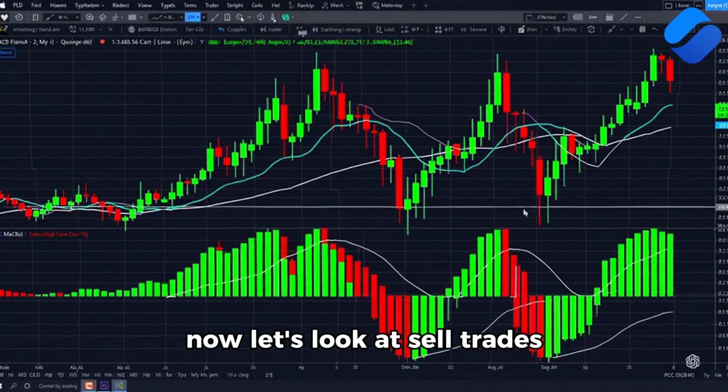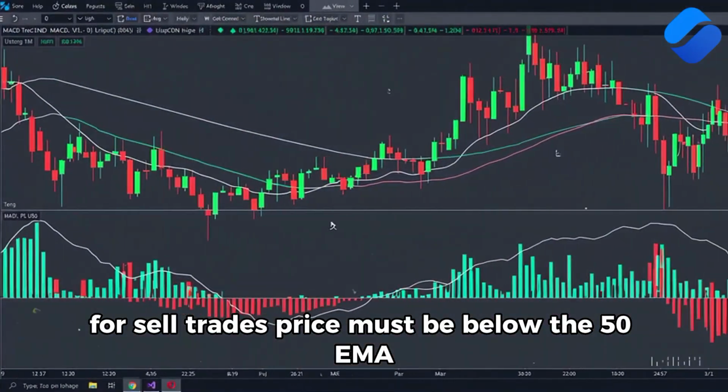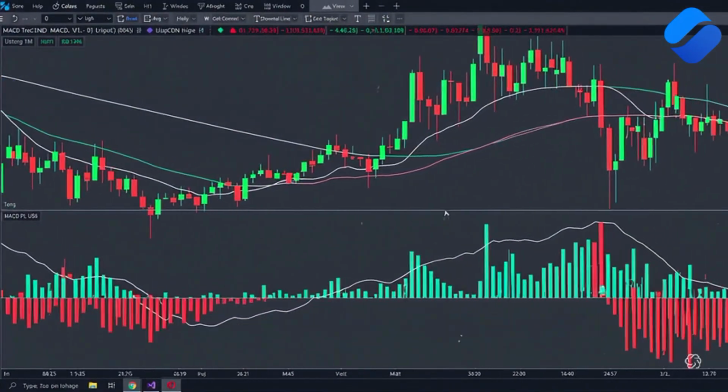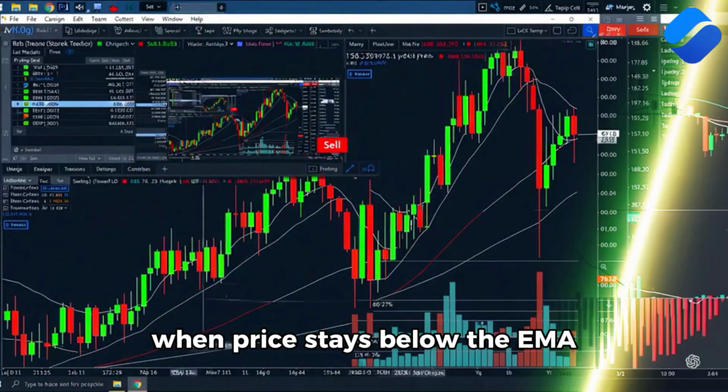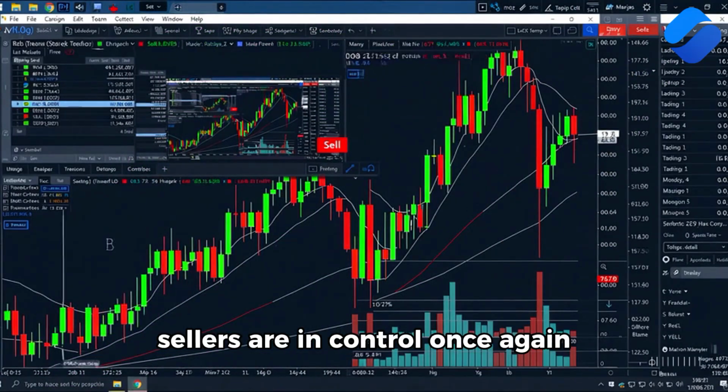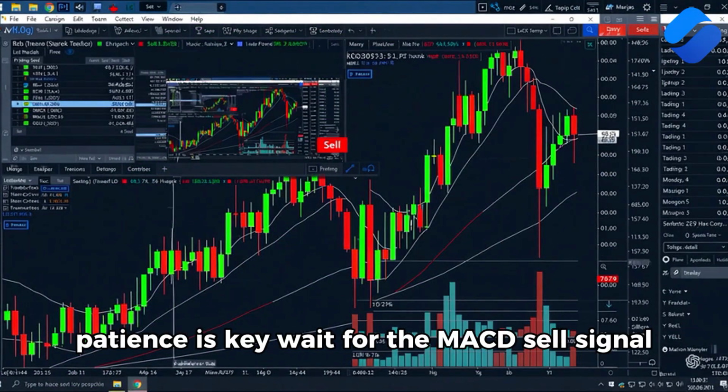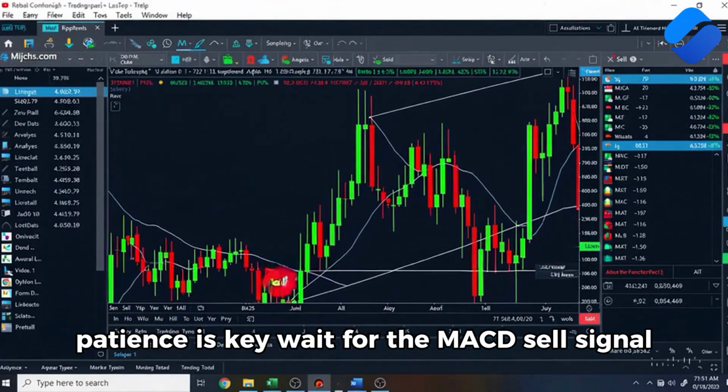Now let's look at sell trades. For sell trades, price must be below the 50 EMA. This confirms a downtrend. When price stays below the EMA, sellers are in control. Once again, patience is key. Wait for the MACD sell signal.